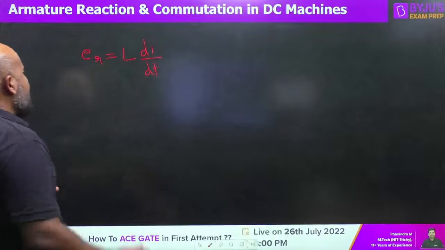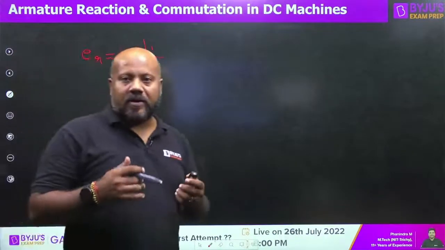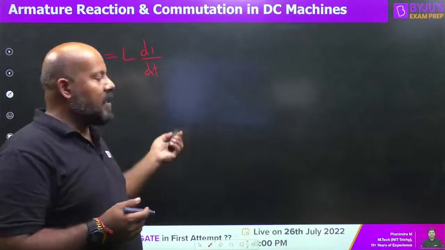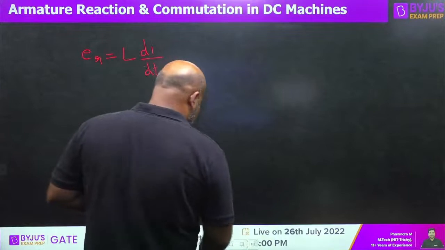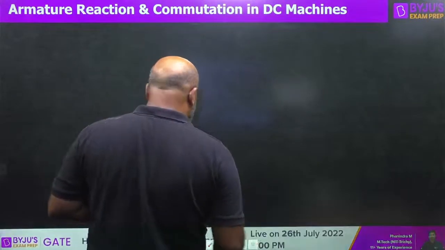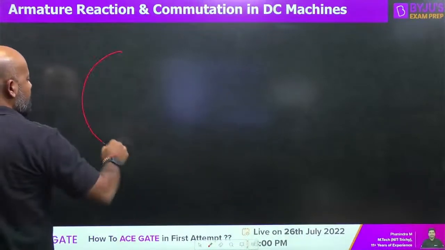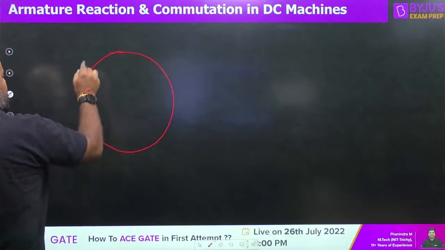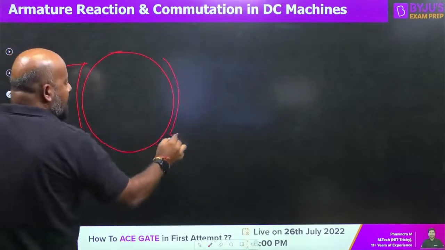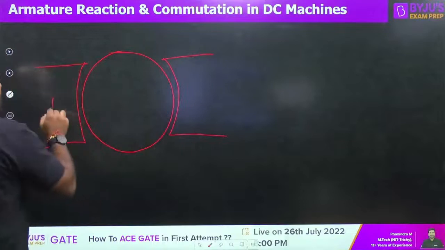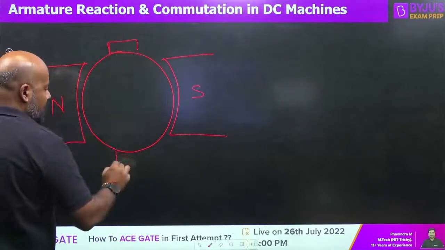Now see, reactance voltage we are defining as L di by dt. Now what is this L? What is this I? Let us try to understand. See what is happening. Let me just show you one diagram so that you understand it better. Suppose this is your DC machine. These are the main field poles. There is the north pole and this is the south pole and these are the brushes.